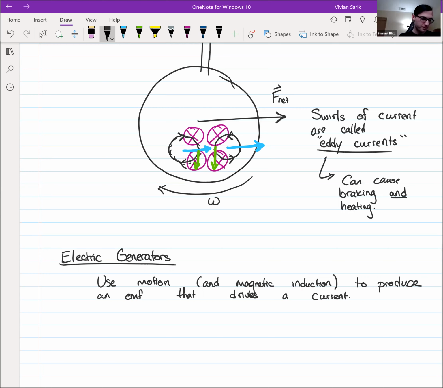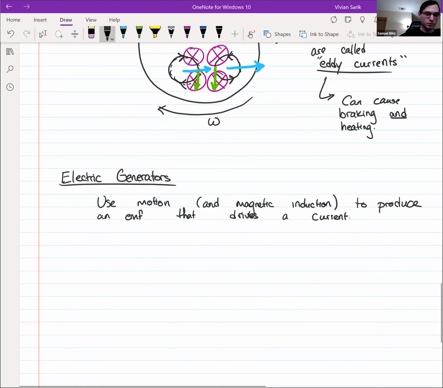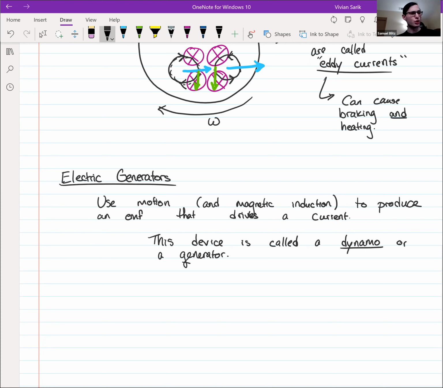And so a device that does this is called a dynamo, or more modernly, a generator. Dynamo sounds so much cooler though.